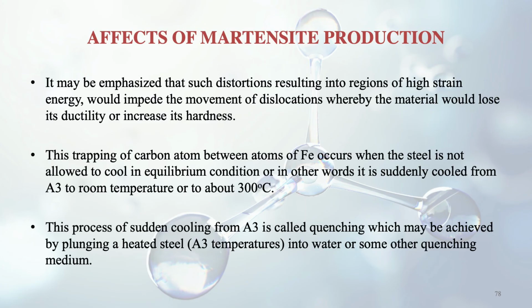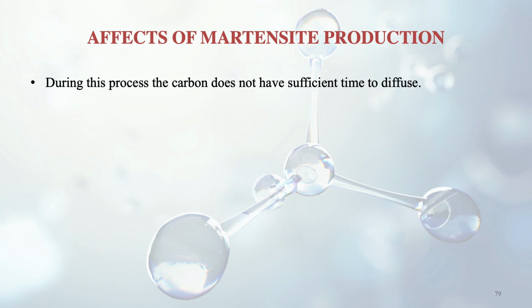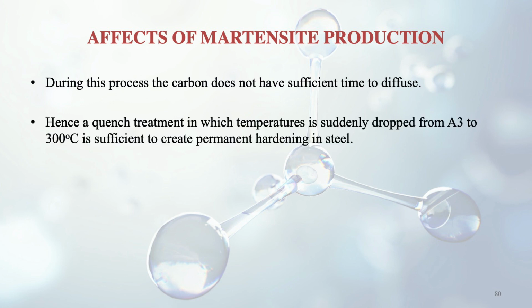So this process of sudden cooling from A3 is called quenching, which may be achieved by plunging a heated steel from A3 temperature into water or some other quenching medium. During this process, the carbon does not have sufficient time to diffuse. Hence, a quench treatment in which temperature is suddenly dropped from 910, that is the A3 line shown in the figure previously, to 300 degrees centigrade, is sufficient to create permanent hardening in steel.